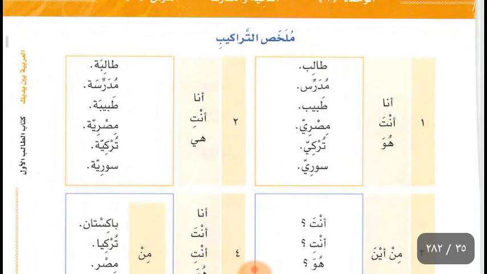أنا سورية، أنا من سوريا. I am a Syrian woman, I am from Syria. Correct. أنا مصرية، أنا من مصر. I am an Egyptian woman, I'm from Egypt. أنا باكستاني، أنا من باكستان. I am a Pakistani man, I'm from Pakistan. Correct. أنا تركية، أنا من تركيا. Correct.